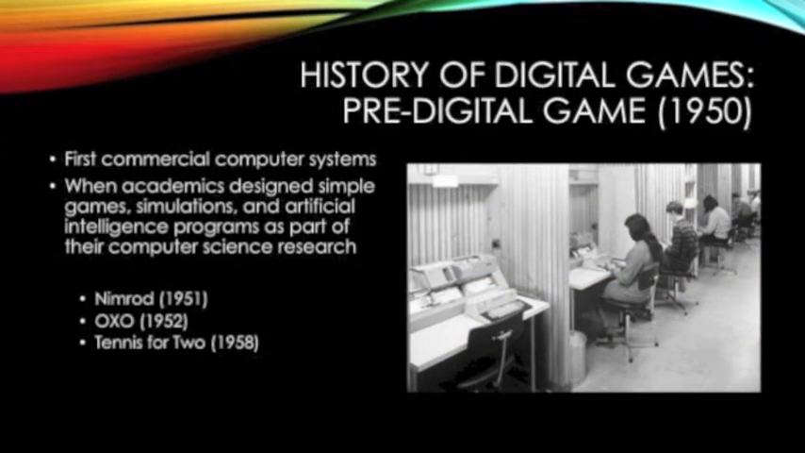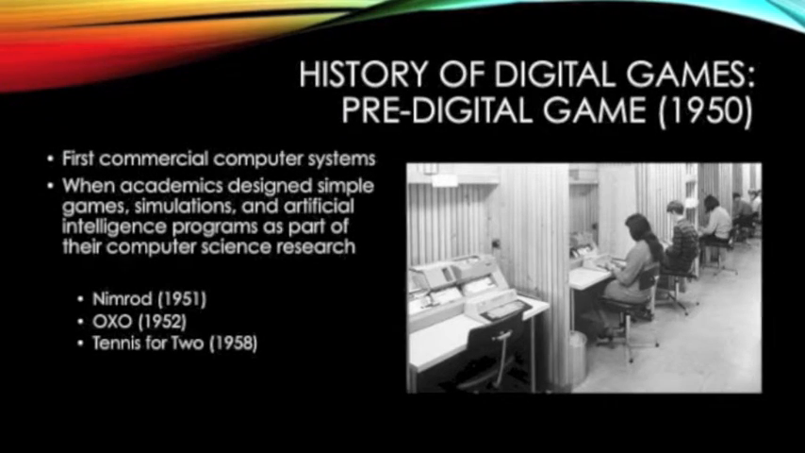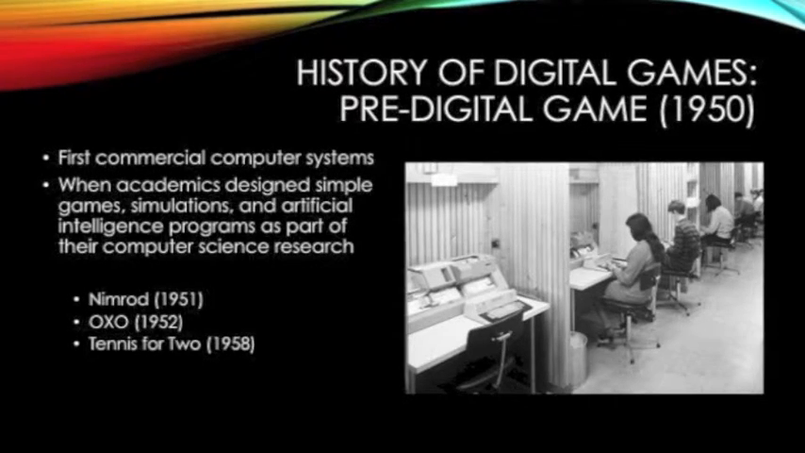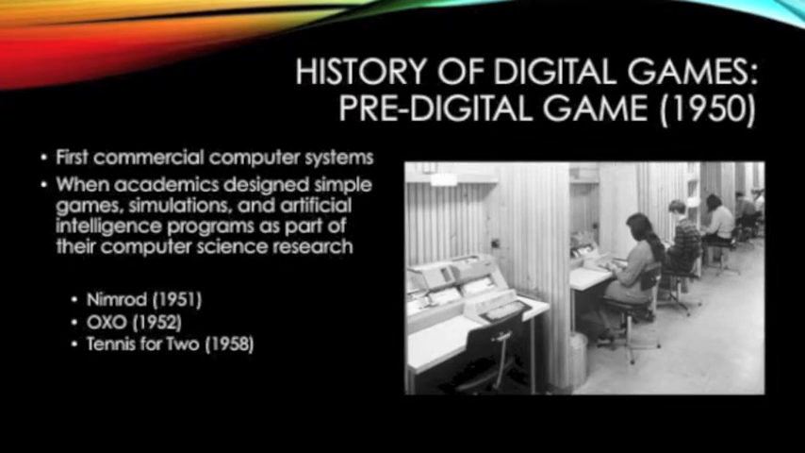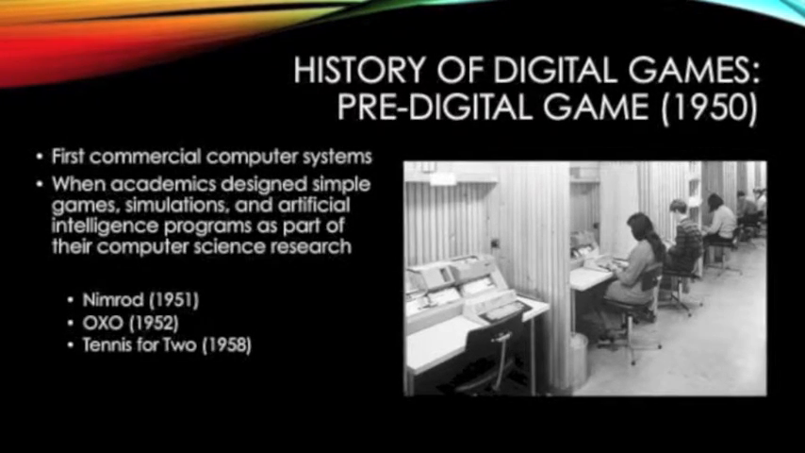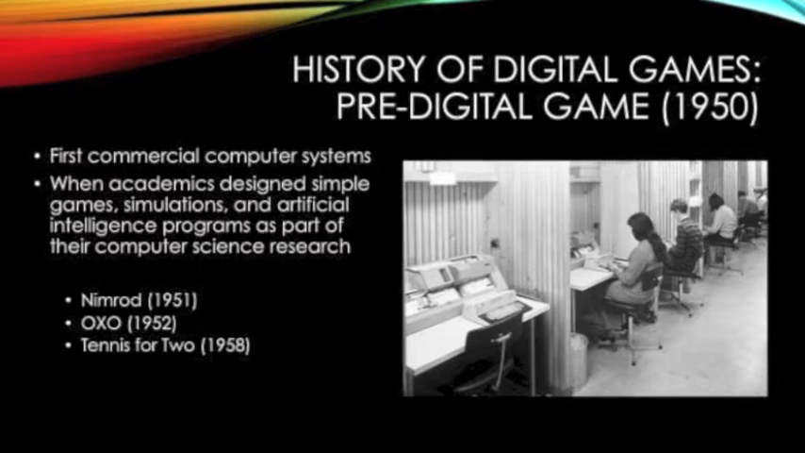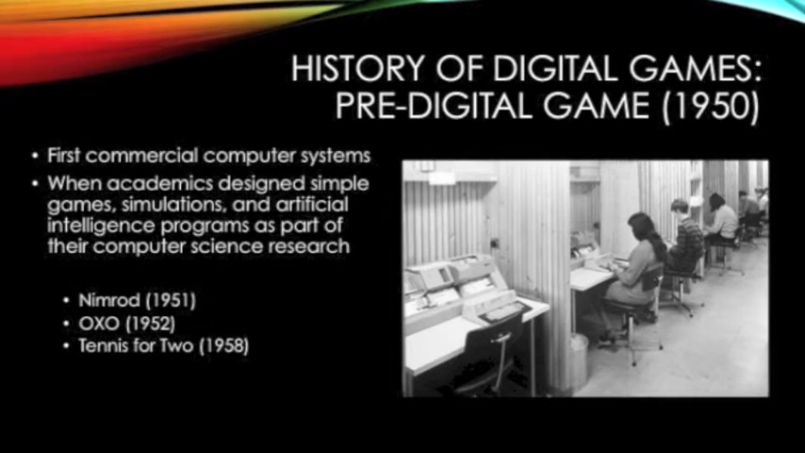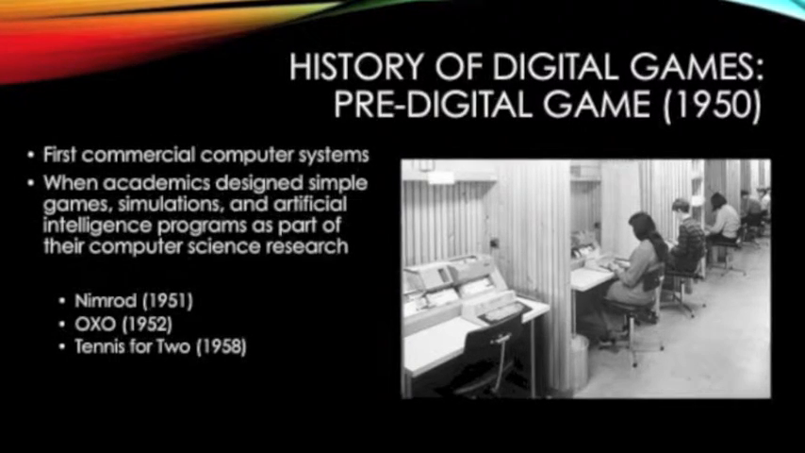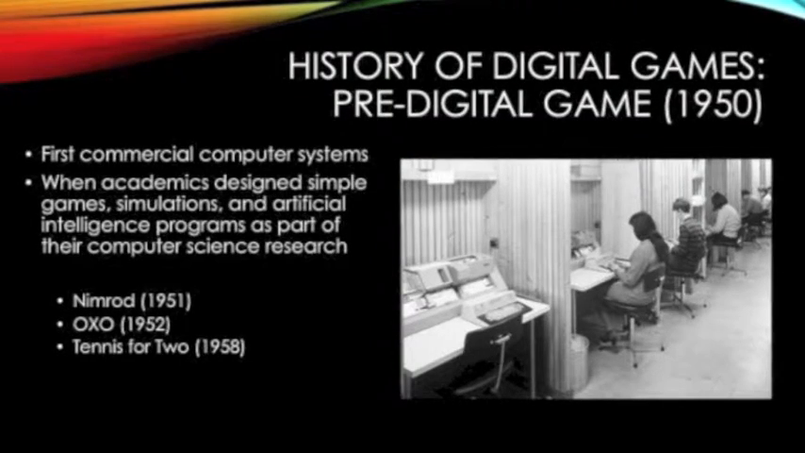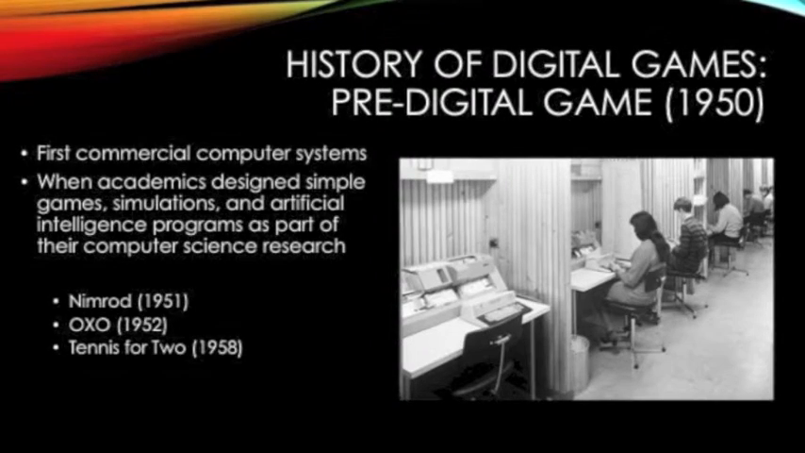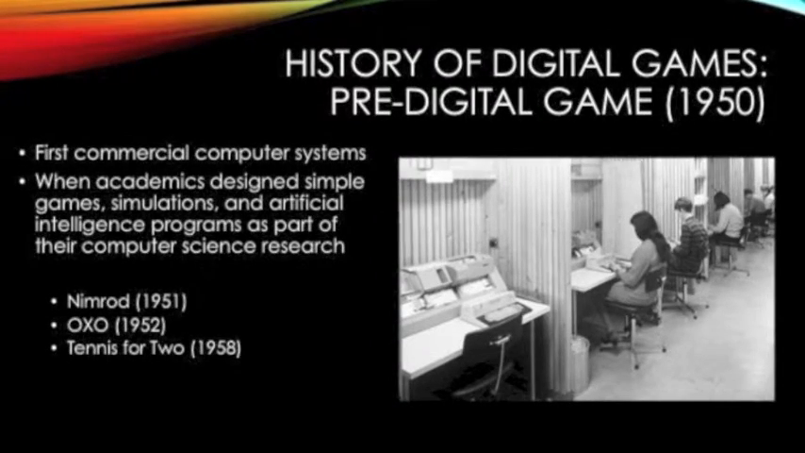In the 1950s, it was during the pre-digital game era. During the 1950s, there were the first commercial computer systems, when academics designed simple games, simulations, and artificial intelligence programs as part of their computer science research. So there were three basic computers. Nimrod. Nimrod was a computer that was used to play a game, and similar with OXO and Tennis for Two, which were computer games, the earliest known computer games.